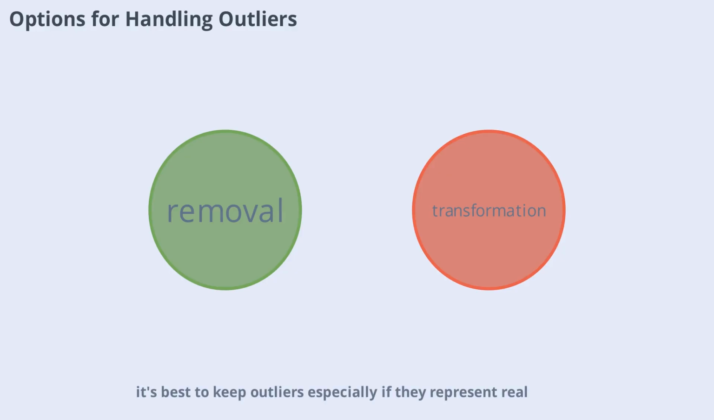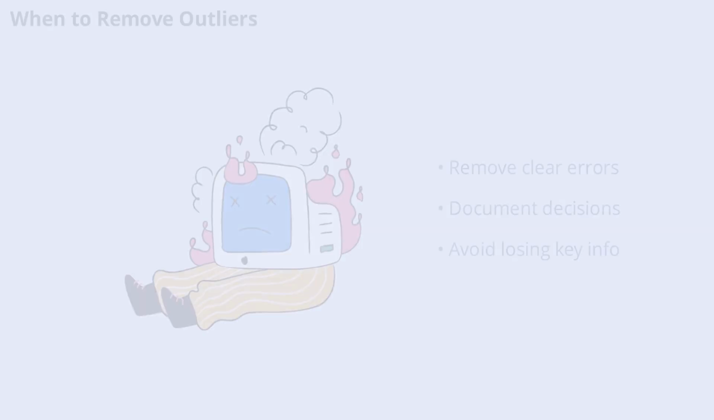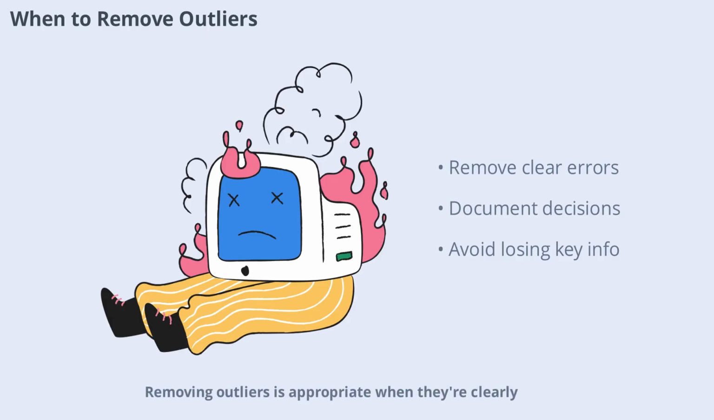In some cases, it's best to keep outliers, especially if they represent real, meaningful phenomena. Removing outliers is appropriate when they're clearly due to errors or irrelevant to your analysis. For example, a negative age in a dataset about people is likely a mistake. However, always document your decisions and consider the potential impact on your analysis. Removing outliers can make your data cleaner, but it may also remove important information if not done carefully.